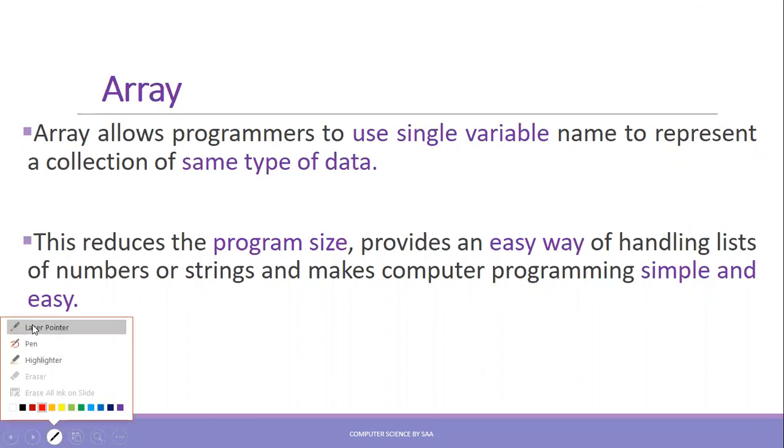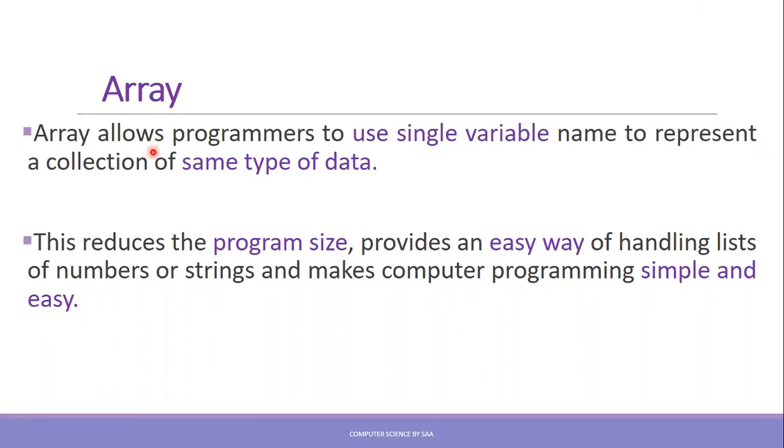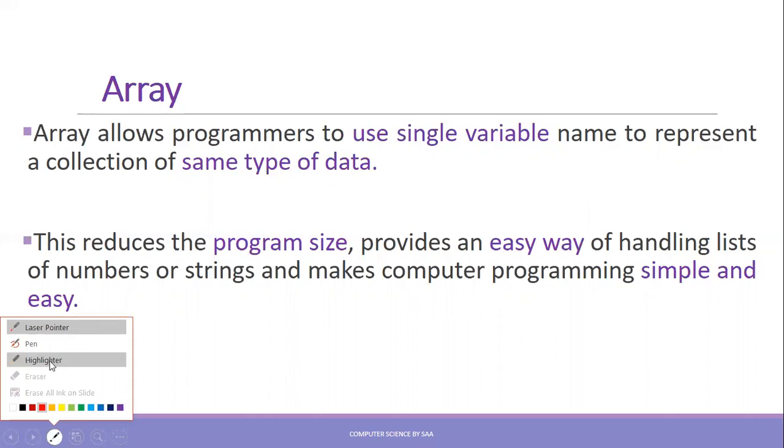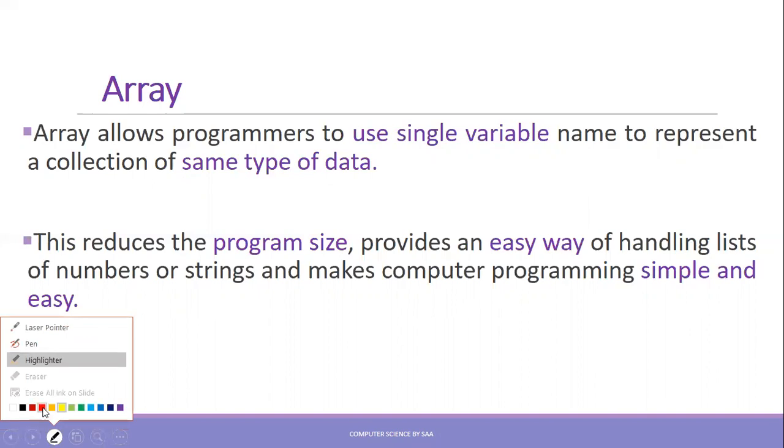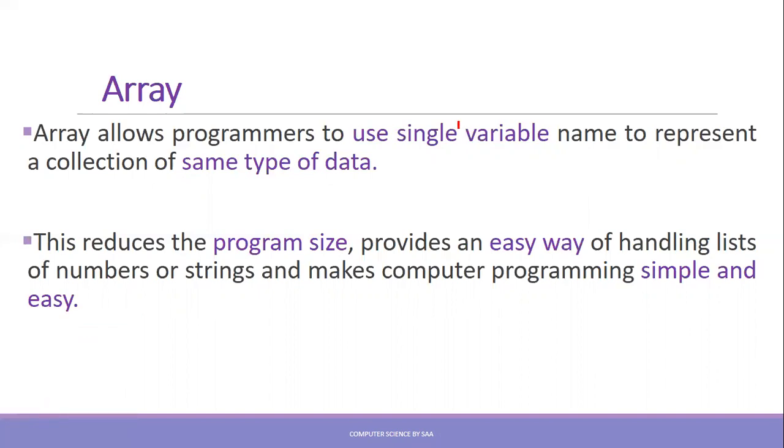We have discussed that arrays basically allow programmers to use a single variable name to represent a collection of the same type of data. When we want to declare an array, we have to use the same type of data. For example, if I am going to create an array of integer data type, it means all the elements of the array should be of integer data type.